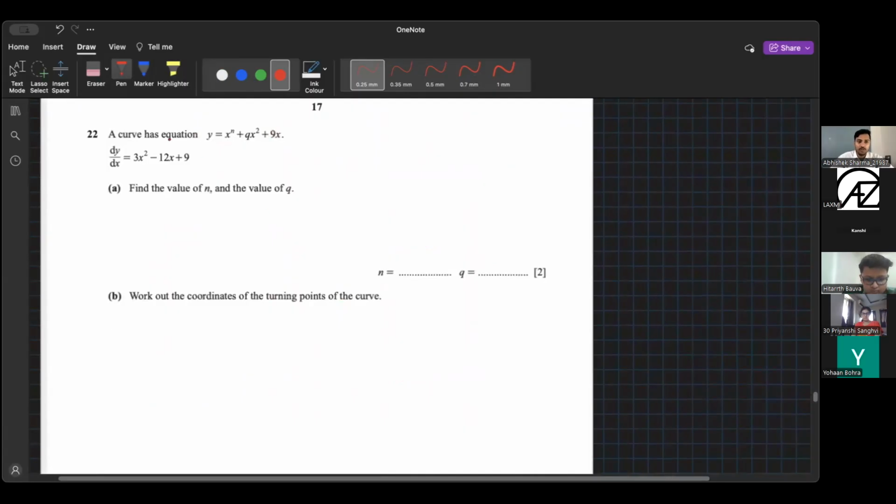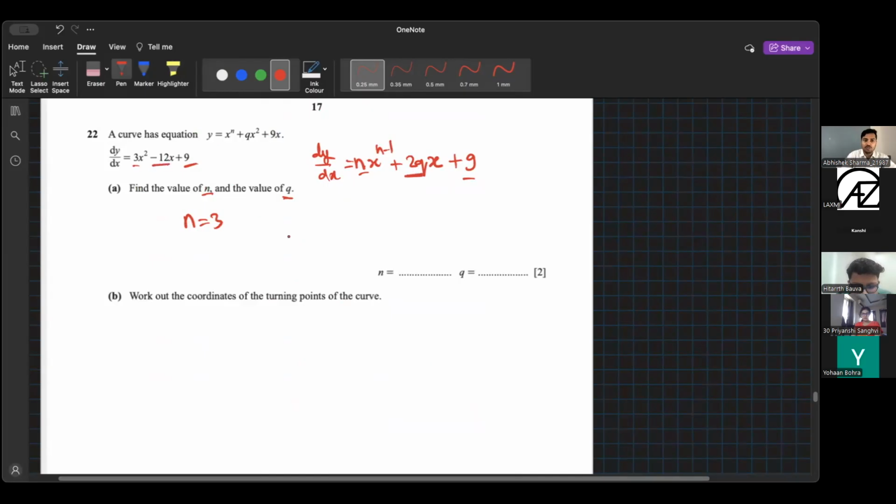Moving on to question number 22, it says a curve has equation y equals x raised to n plus qx square plus 9x. dy by dx is already given to us. They're telling us to find the value of n and the value of q. So again, we'll solve this by comparing the coefficients. dy by dx will be n x to the power n minus 1 plus 2q into x to the power 1, so we'll not write the power, plus 9. Now we can see that 9 is here, 9 is here, n is here. So n will be here. So can we say n is 3?